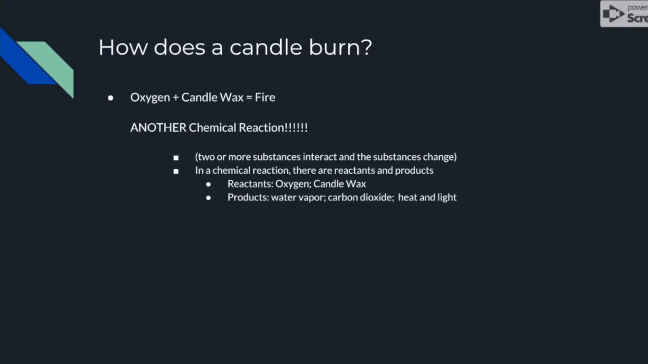In a chemical reaction, there are reactants and products. Reactants are what are put into the reaction, and products are what are made as a result of the chemical reaction. The reactants in this experiment are oxygen and candle wax, because both of them interact together to create the products, which is water vapor, carbon dioxide, and heat and light. So heat and light is basically what the fire is. So that's how the fire is created, and then some other products that we don't really see are water vapor and carbon dioxide.